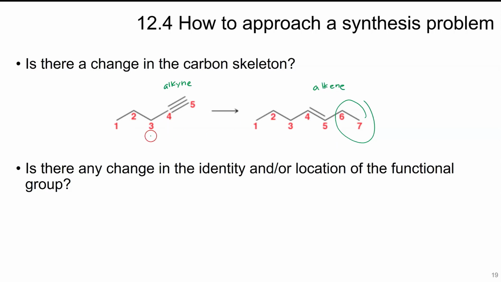The way that this is numbered here, 1, 2, 3, 4, 5, it goes to 1, 2, 3, 4, 5. The location of our functional group is the same, so we don't have to worry about shifting anything. The alkyne was between 4 and 5, alkene is between 4 and 5, so we don't have to worry about shifting. So is there a change? Yes. Is there a change in location? No.